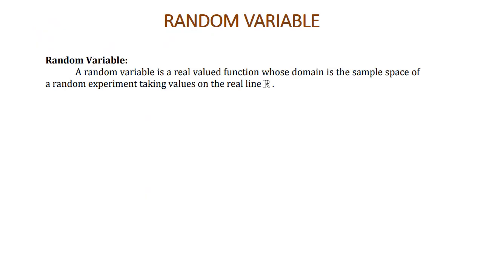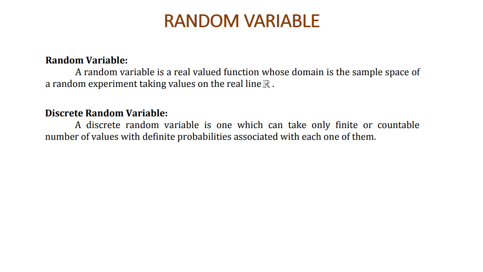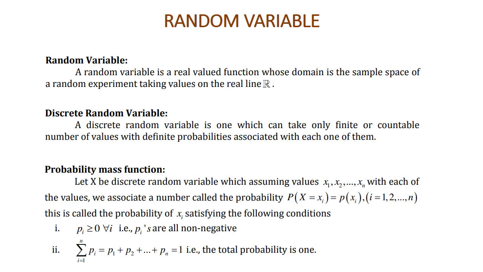Random variable. A random variable is a real valued function whose domain is the sample space of a random experiment taking values on the real line R. A discrete random variable is one which can take only finite or countable number of values with definite probabilities associated with each of them. So the probability mass function of a discrete random variable is that, let us consider X to be a discrete random variable, then the probability P of X is equal to xi is equal to P of xi, where i is equal to 1 to n and xi are some assumed values.